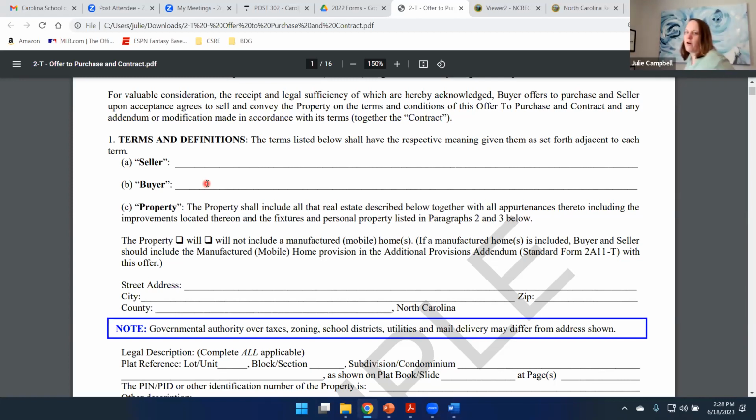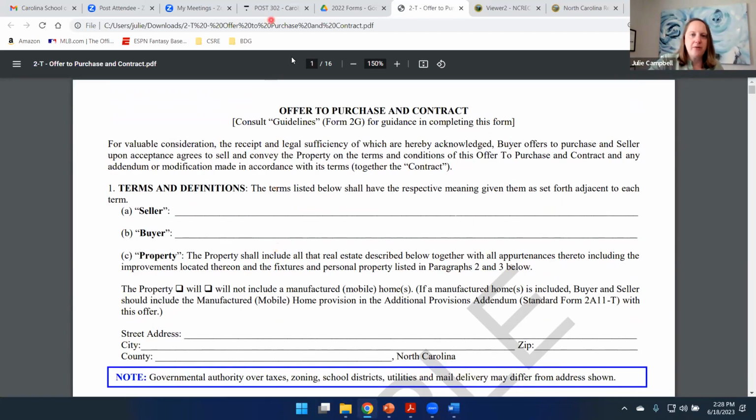As we go through this form, we're going to notice, for example, you guys see up here, it talks about the buyer and it talks about the seller. You notice how that B and that S are capitalized? You know, only proper nouns are capitalized, right? So in normal speak, buyer and seller are not going to be capitalized.